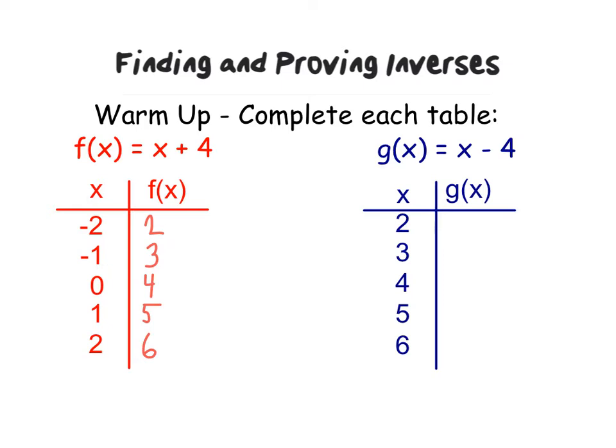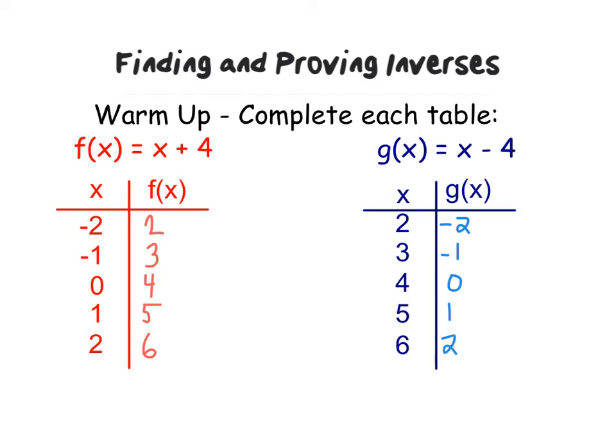So the rule for g of x is x minus 4, right? So let's see what happens. If x is 2, 2 minus 4 is negative 2. 3 minus 4 is negative 1. 4 minus 4, of course, is 0. 5 minus 4 is 1. And 6 minus 4 is 2.